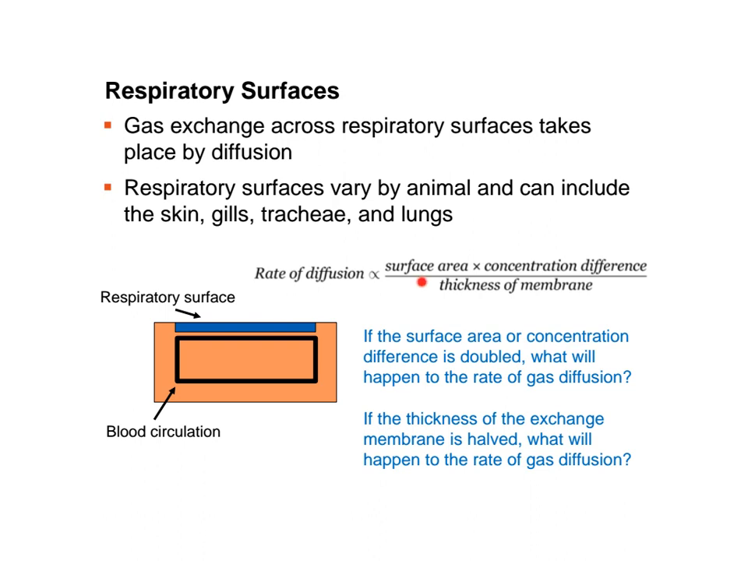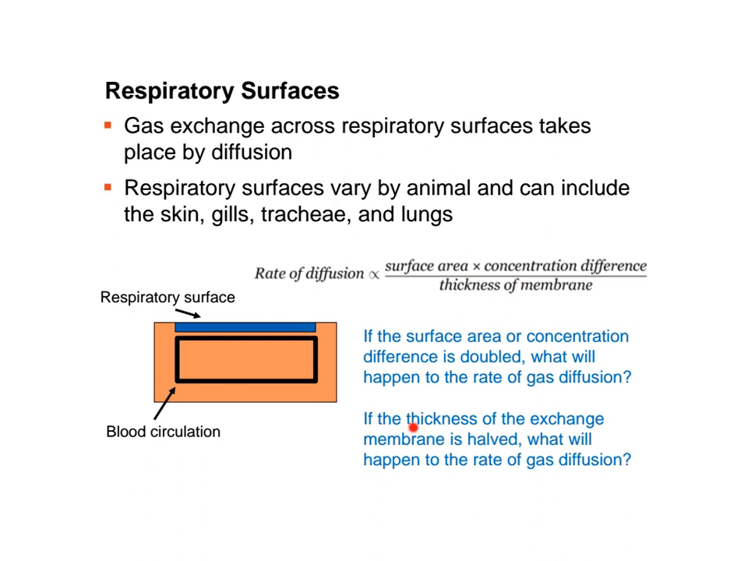Well, if you increase the surface area by 2 times, then the rate of diffusion will be proportionally higher, so it'd be twice. If you increase the concentration difference by a factor of 2, then the rate of diffusion would also increase by a factor of 2. So there's just a linear dependence there.